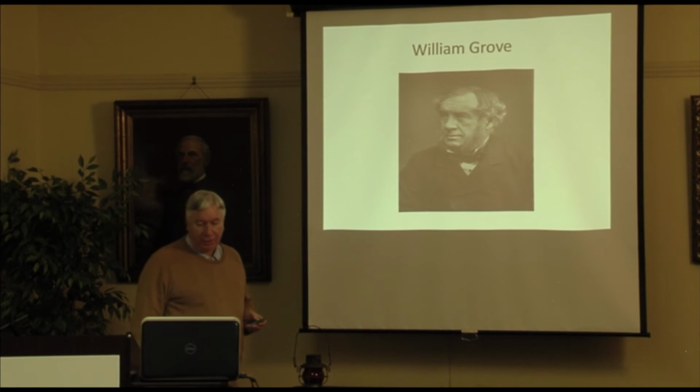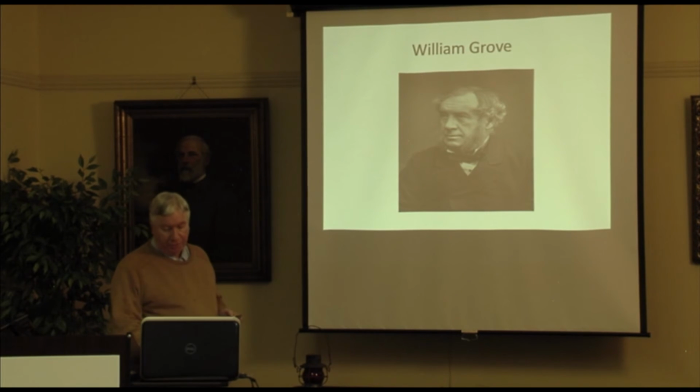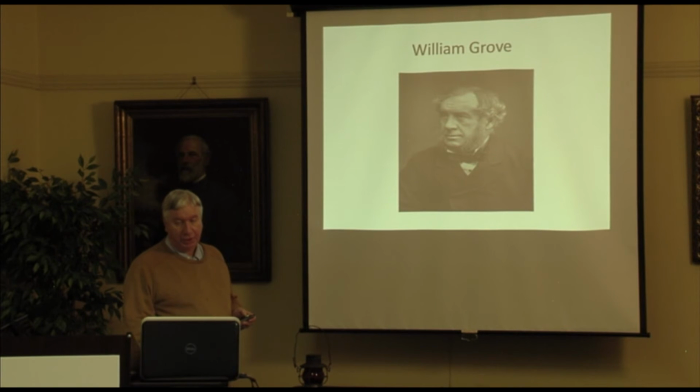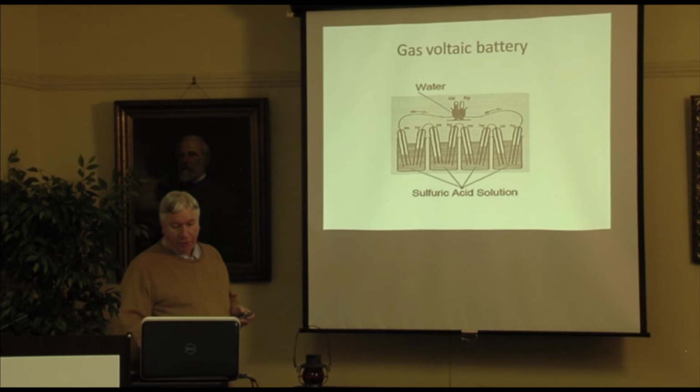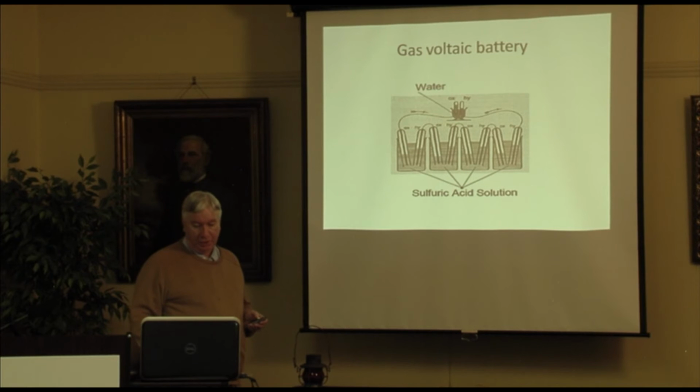The first battery they're going to use is going to be from William Grove. William Grove is actually an attorney from Wales. He's going to go to Oxford. He's going to dabble in this new thing called electromagnetism. And William Grove is going to come up with the Grove battery, also called the gas voltaic battery. He's going to use sulfuric acid. He's going to use hydrogen and water.